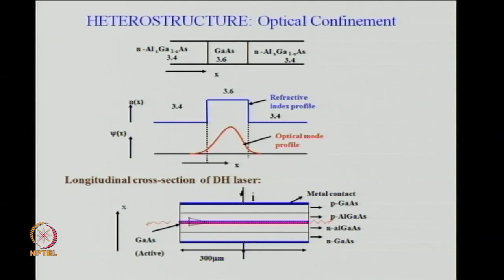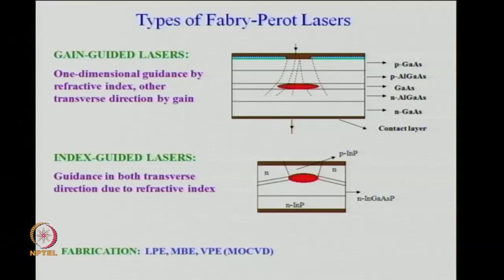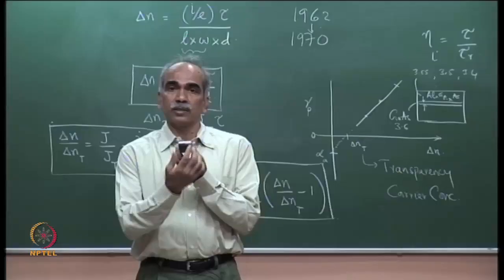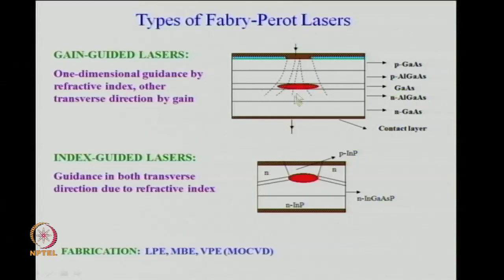All right, types of Fabry-Perot lasers. They are broadly classified as gain-guided lasers and index-guided lasers. I have shown a typical structure of gain-guided and index-guided lasers. You can see that in a gain-guided laser, as the name indicates, the beam is guided by the gain. What is shown is the front view of the laser chip. Light is coming out of this, so the region is guided by gain.